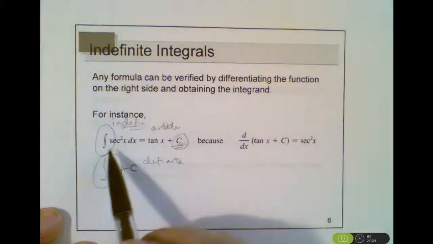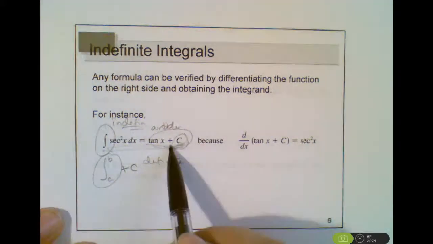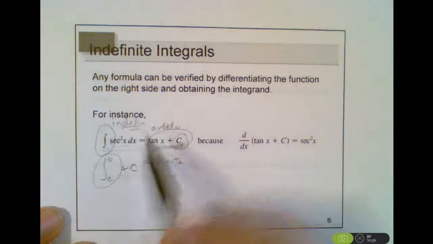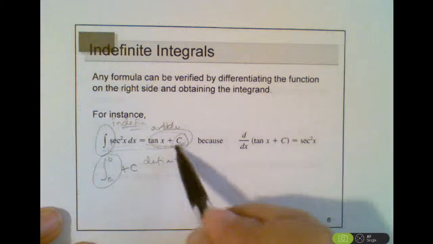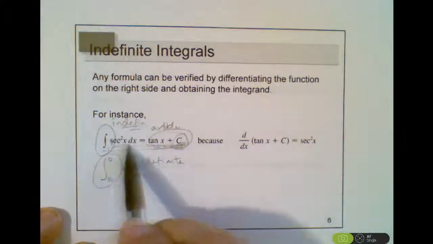So anyhow, if you think that this formula is correct, then apply the derivative to this side and see if you get the function that is inside the integral. So you do know that the derivative of tangent is secant squared, and the derivative of a constant is 0. So you know that taking the derivative here gives you back this function.